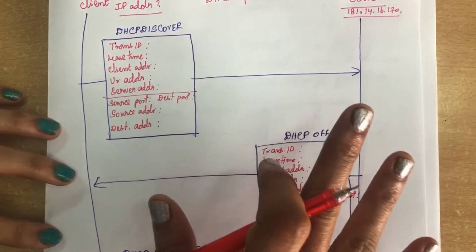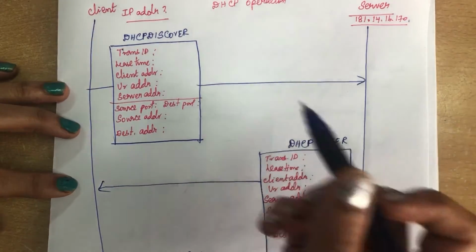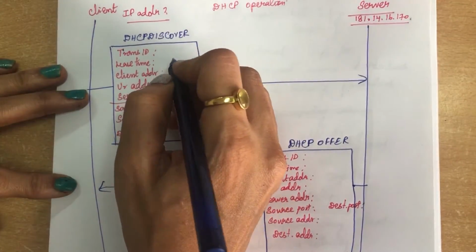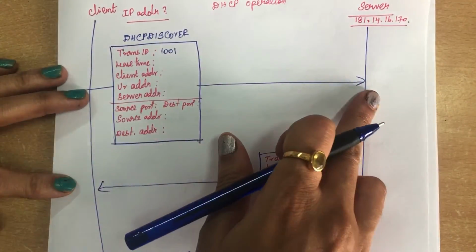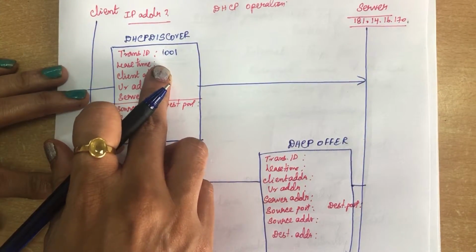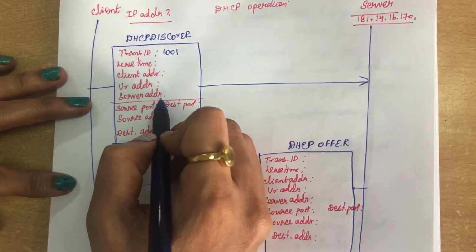Okay, this is how the process works. First we will see the DHCP discover message. In this, there is a transaction ID. Here the client is communicating with this particular server with the transaction ID 1001. Initially we don't know the lease time, client address, or server address.